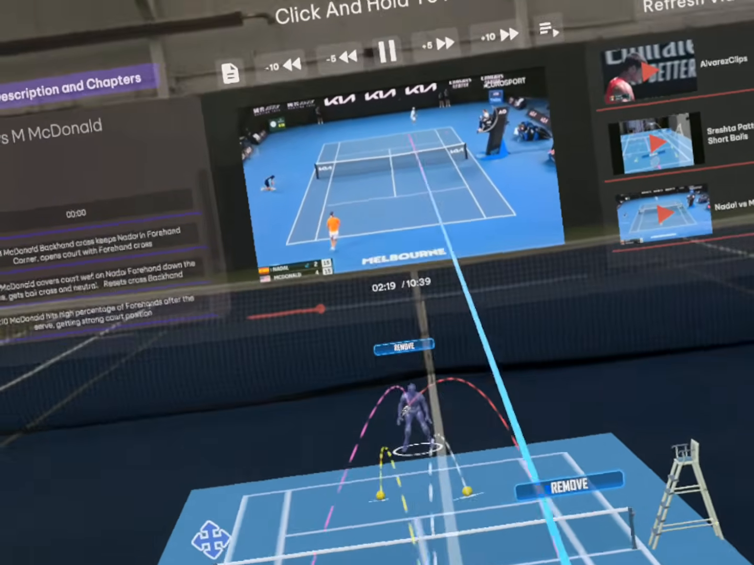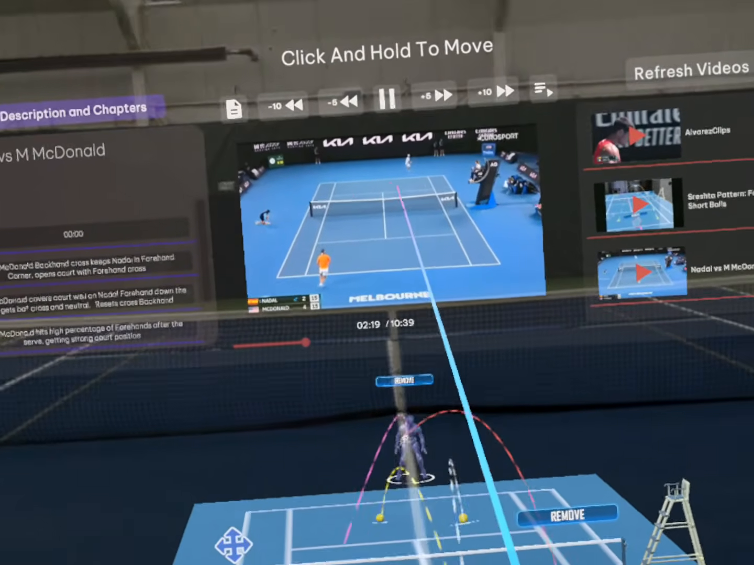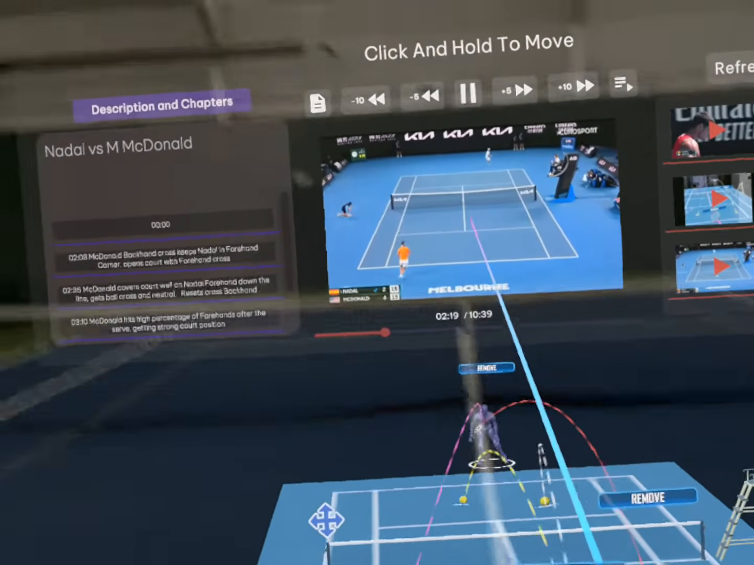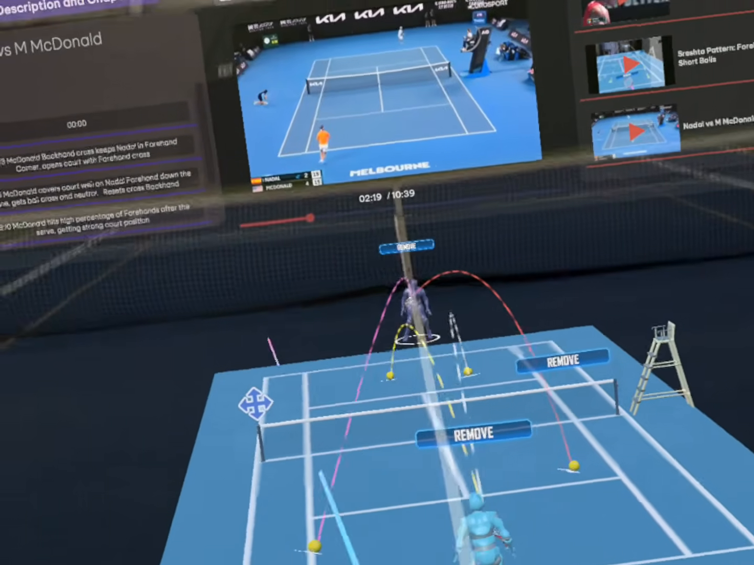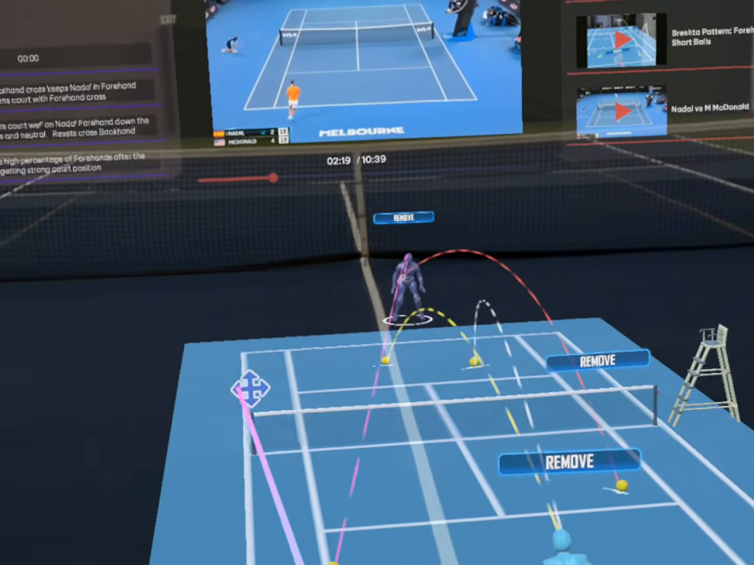So we have our Tennis Essentials feature of the Air Tennis app. We have a YouTube player. We pulled in clips of McDonald and Nadal here. And then we have our hologram tennis court. We're going to talk about the strategies and discuss them a bit further.